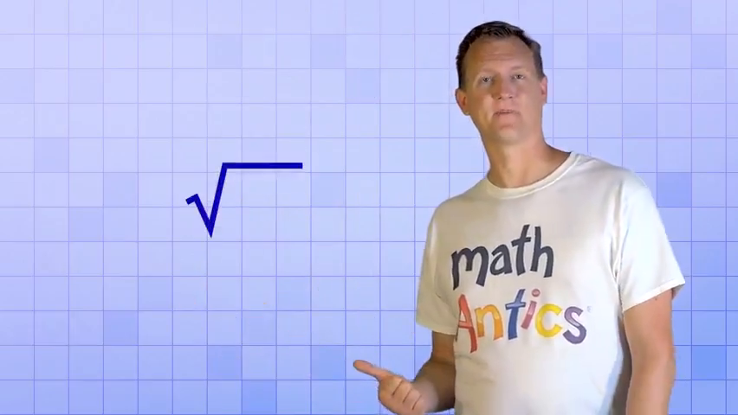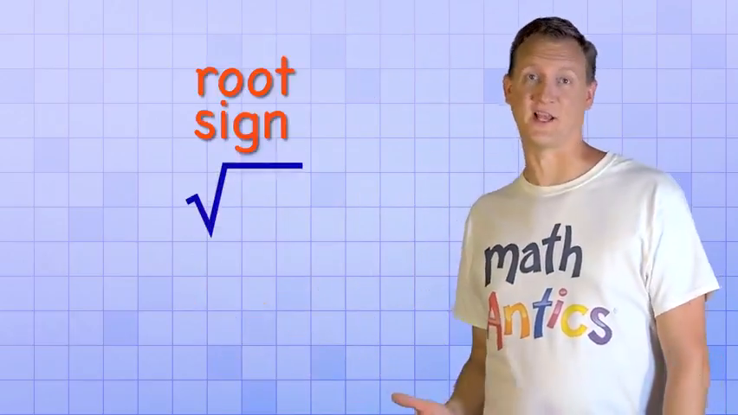Okay, but how do we actually do that? How do we use a root operation to go backwards and figure out the base of the original exponent? Well, for starters, we need to know about a special math symbol that looks like this. And you guessed it, it's called the root sign.